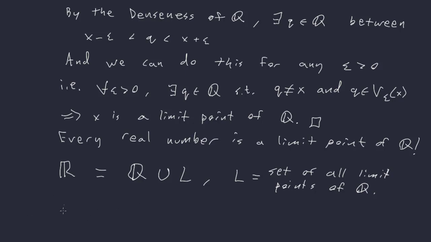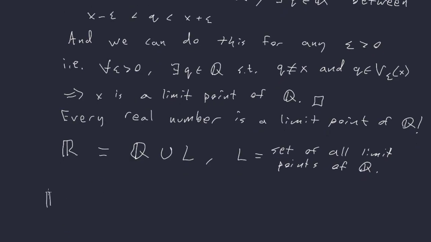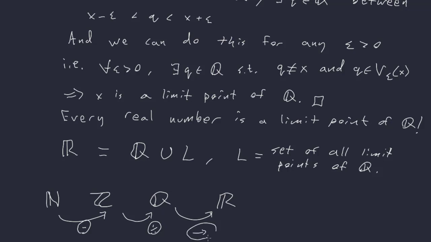Okay, so I feel like this finally answers our original question, that when we started with the naturals, to jump to the integers, we added in subtraction. Then, to get from the integers to the rationals, we had to add in all the divisions. Now, to get from the rationals to the reals, we add in all the limits, right?